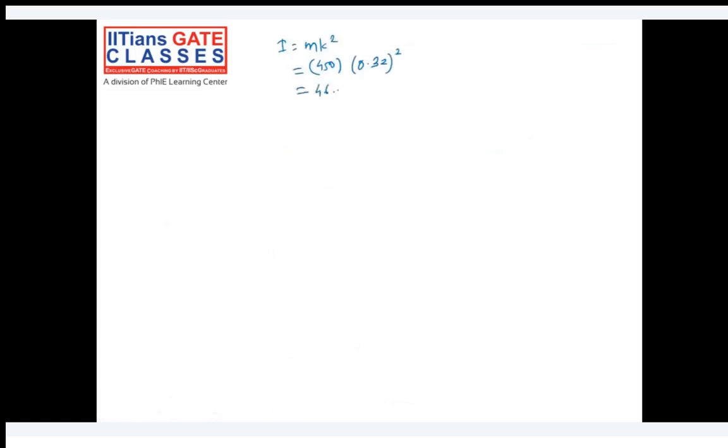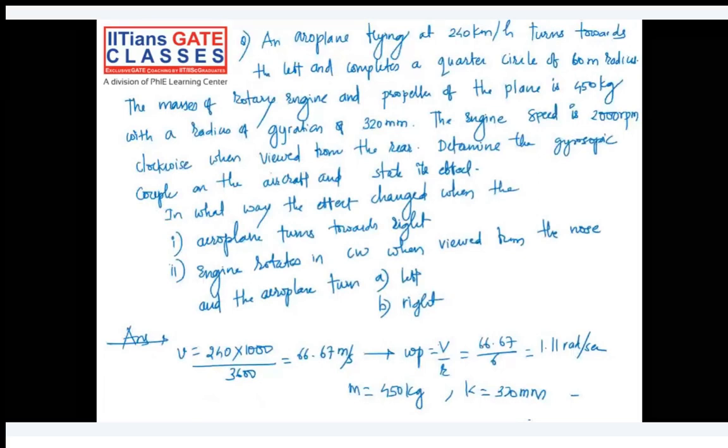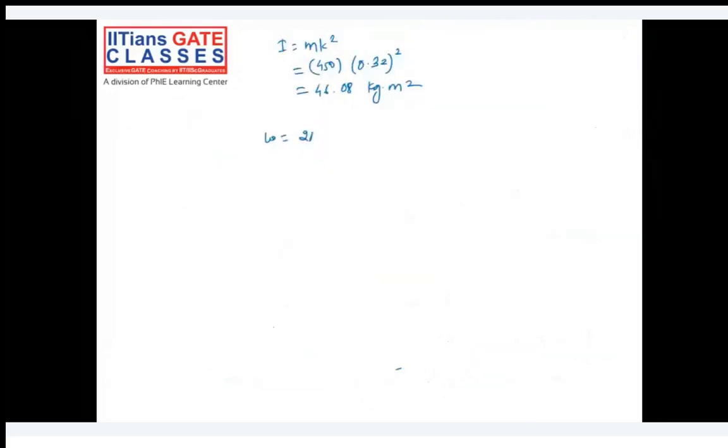Correct, kg meter square. So this is the second part here. The engine speed is 2000 rpm clockwise when viewed from the rear. Omega they have given, 2000 rpm. So omega = 2π × 2000 / 60. Nothing is given directly; you are supposed to calculate all the things. So it will be around 209.4 radian per second.